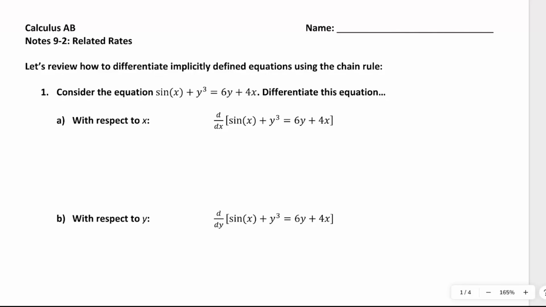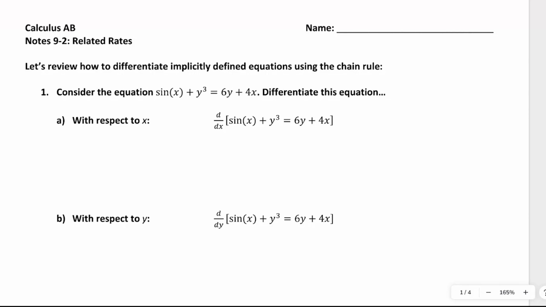Basically, related rates are these types of problems where you use implicit differentiation to solve what essentially boils down to a geometry problem, where different sides of a shape or different variables in an equation are changing at different rates. So before we get into all that, let's just review how implicit differentiation works.